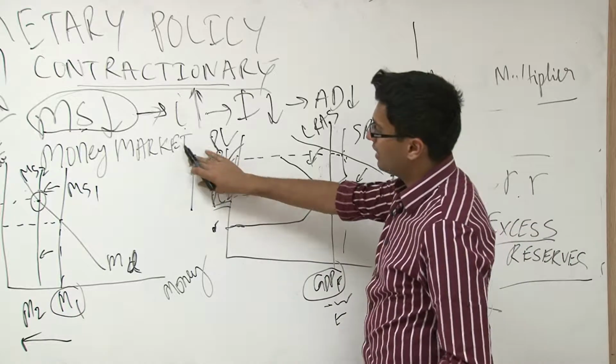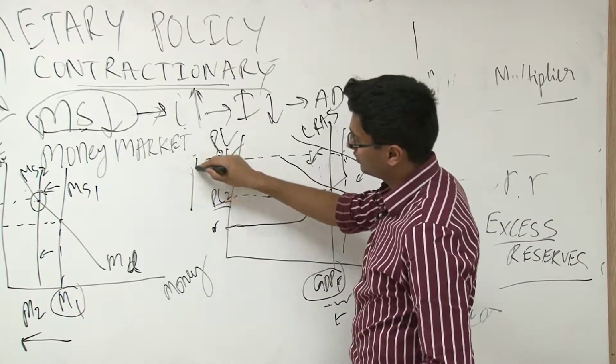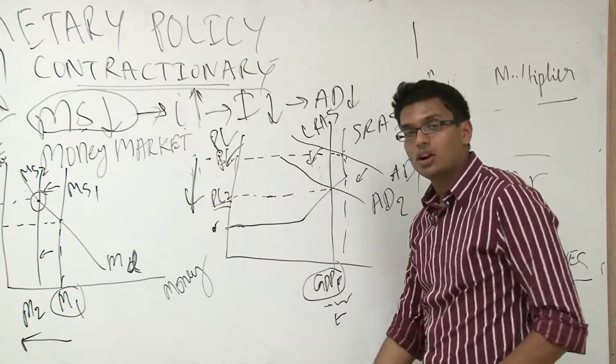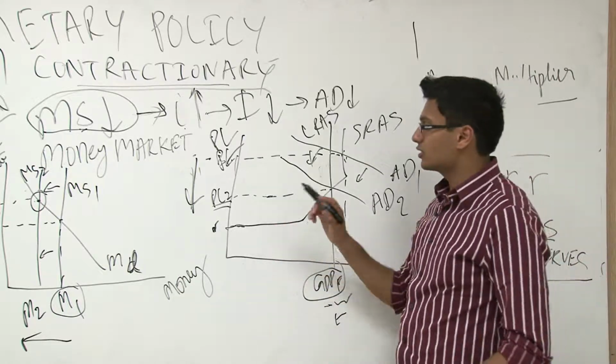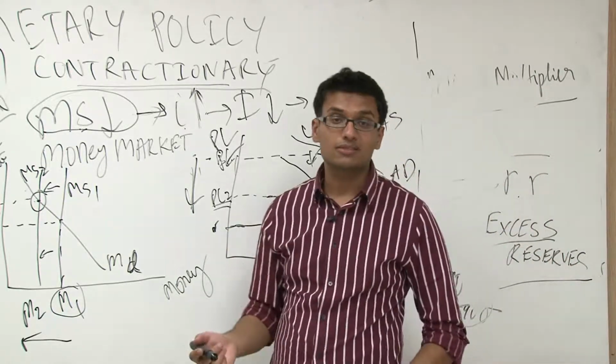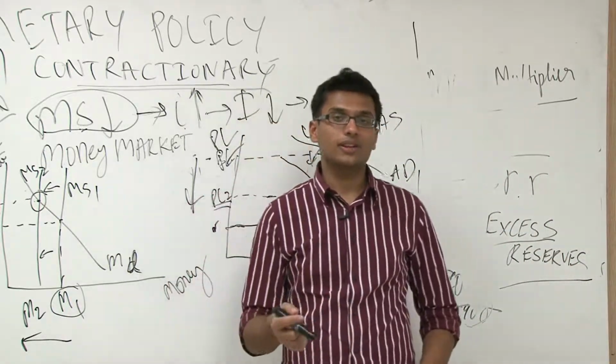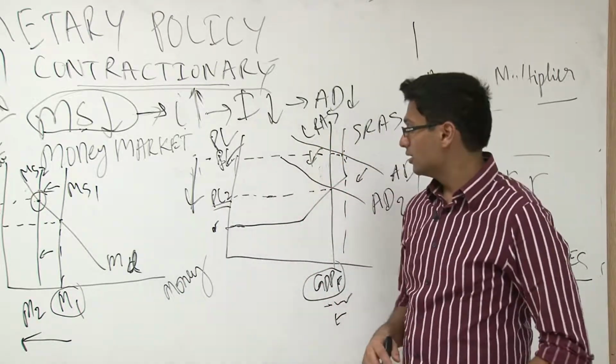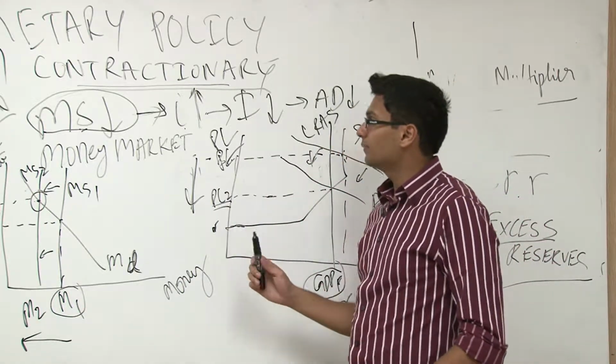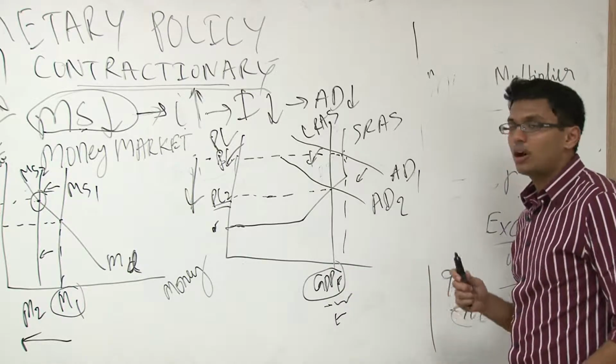But here's the benefit. Price levels have come down dramatically, right? We've gone from PL1 to PL2. Fantastic. Our bread does not cost $400, it costs $40. Makes a lot more sense, right? You can afford things, you can buy other things, and you can consume other things. So good news overall, right? So that's how a contractionary monetary policy works.